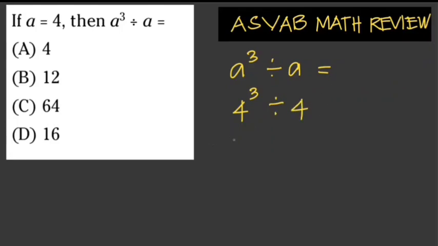And 4 cubed is just 64, because that is 4 times 4 times 4. So 64 divided by 4. This expression here is just equal to 16. So our answer here is 16.